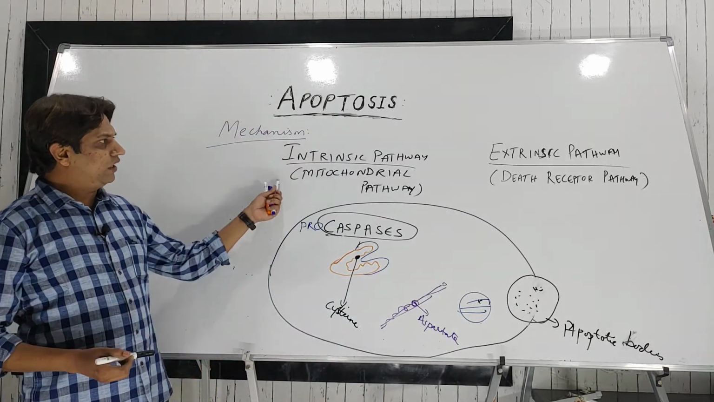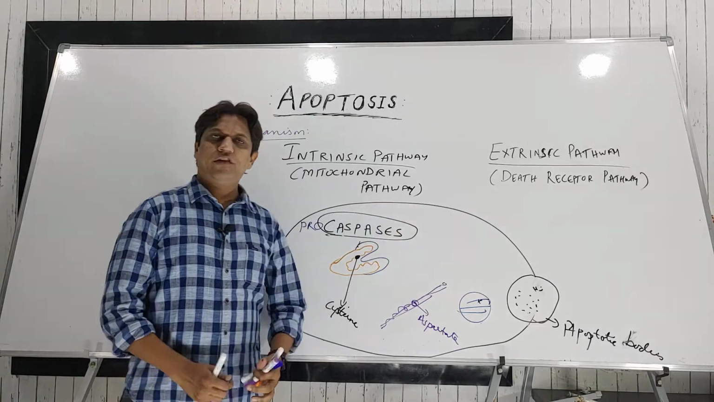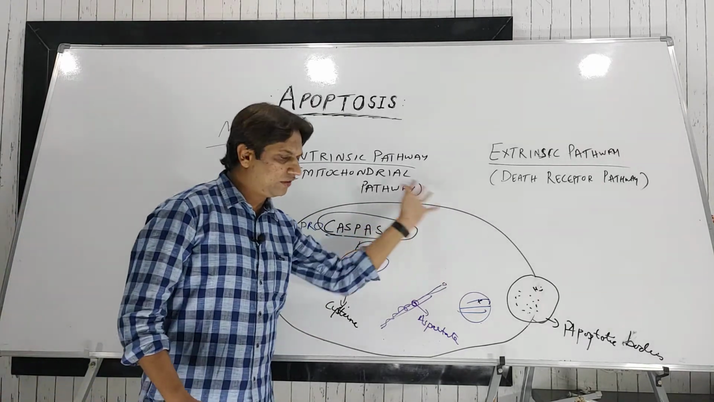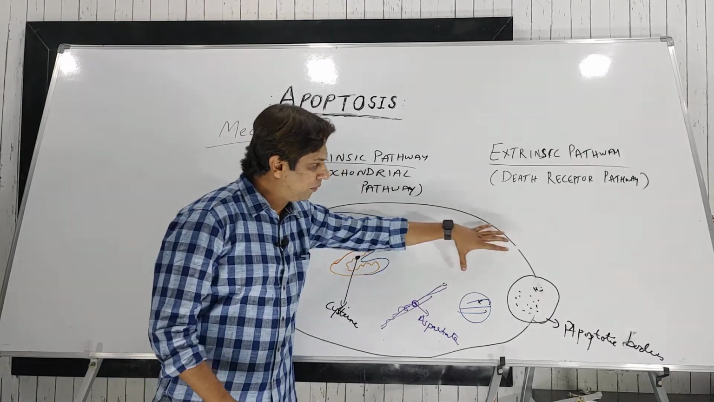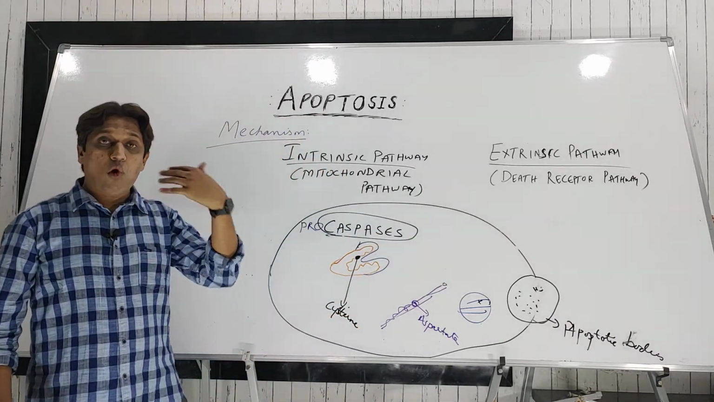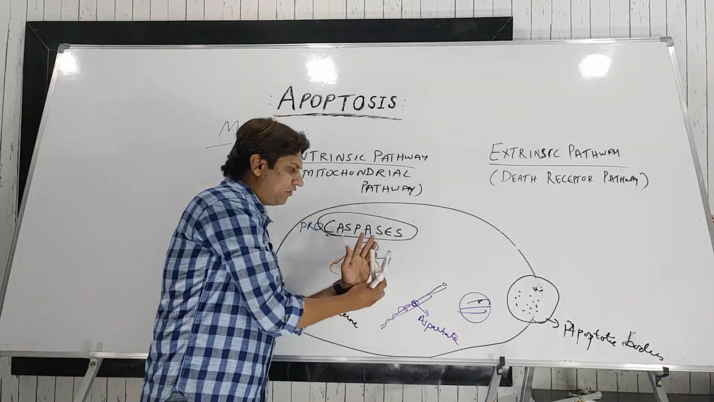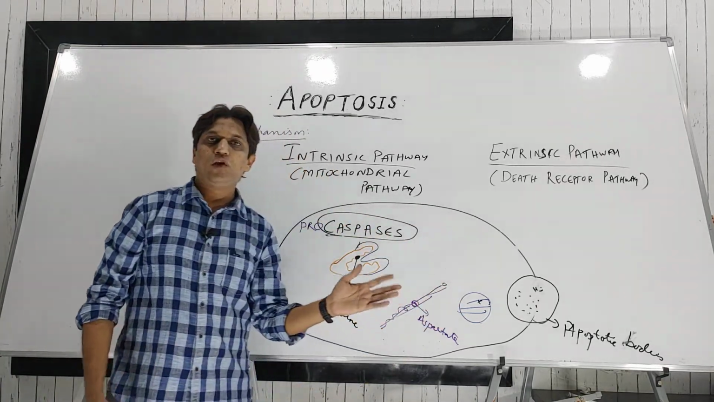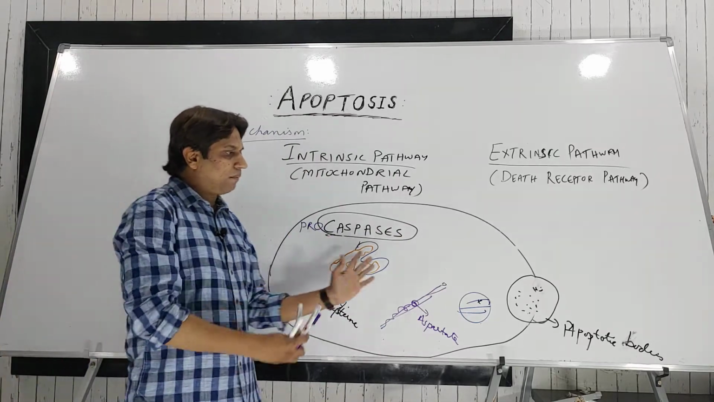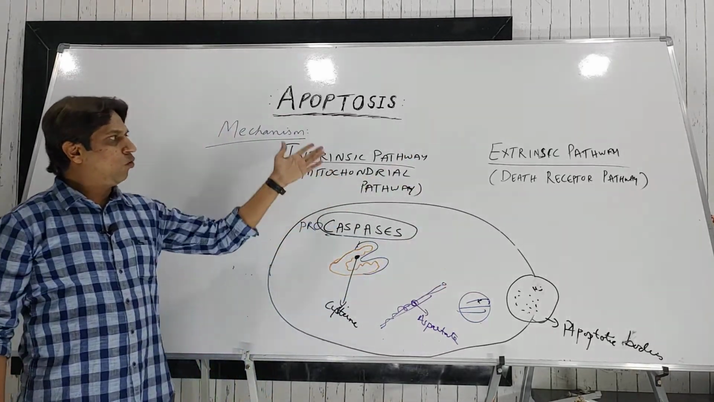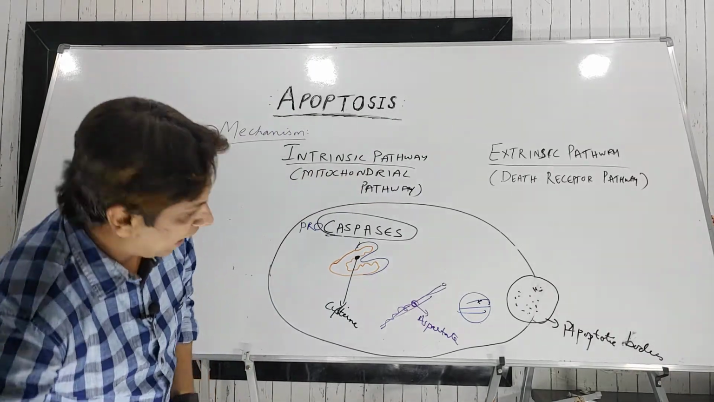So either by the intrinsic pathway or by this extrinsic pathway, ultimately these caspases are activated and they will digest the cellular contents, and there are so many apoptotic bodies. Then what is the fate of these apoptotic bodies? The cell size will shrink, there is a condensation of the nuclear chromatin. So what will happen ultimately with these apoptotic bodies? I'll discuss that. First I will explain what the intrinsic pathway and the extrinsic pathway are.